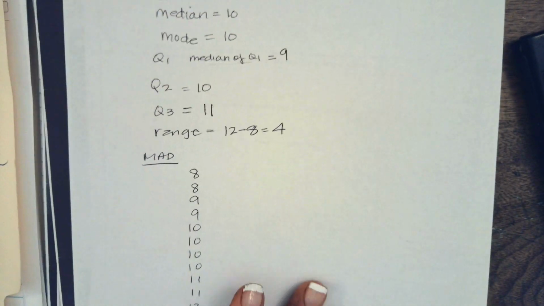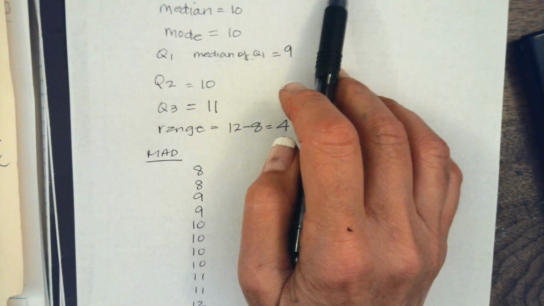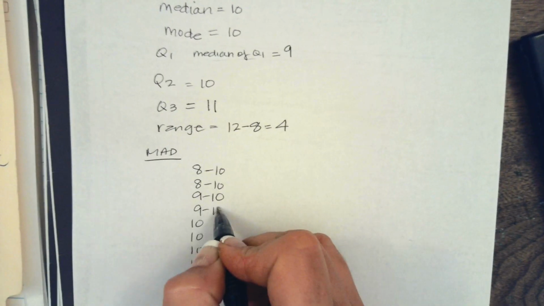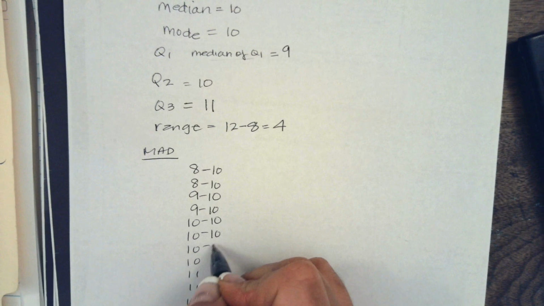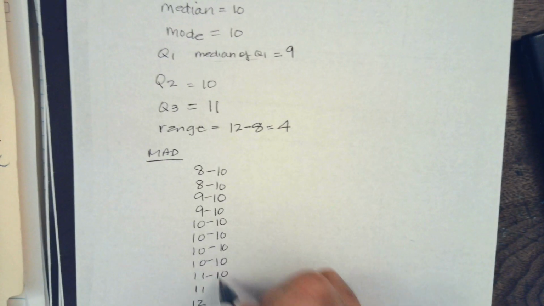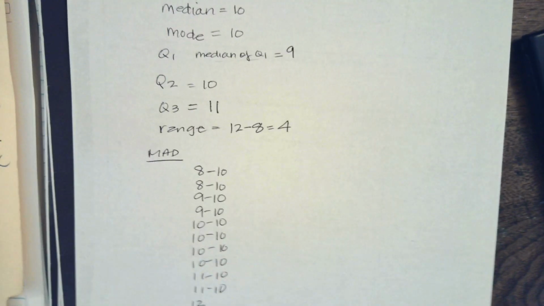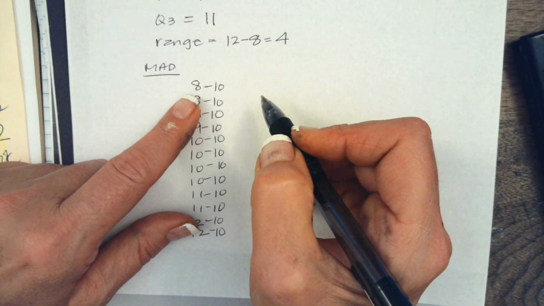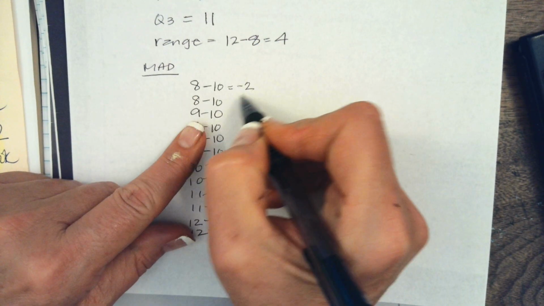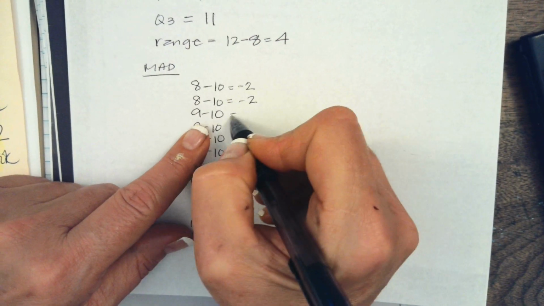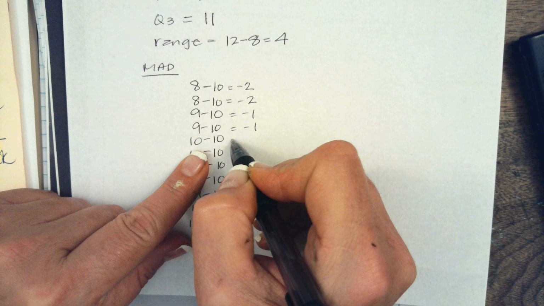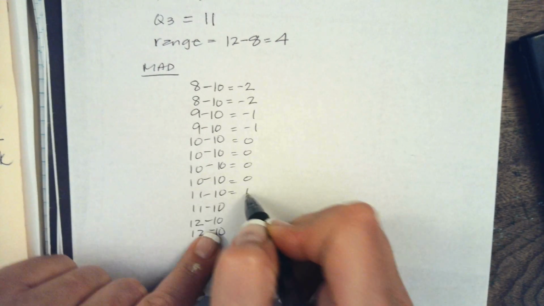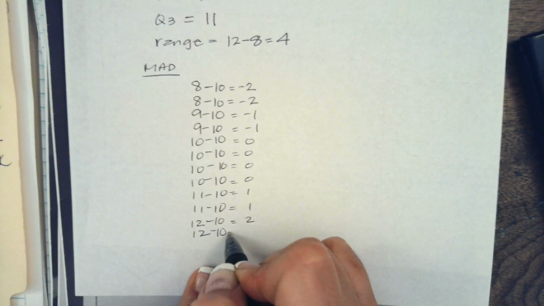Okay. Now we take our Q2, and we subtract that from all of the numbers. Now we figure out what these are. What is 8 minus 10? Negative 2. Negative 2, negative 1, negative 1, 0, 0, 0, 0, 1, 1, 2, and 2.